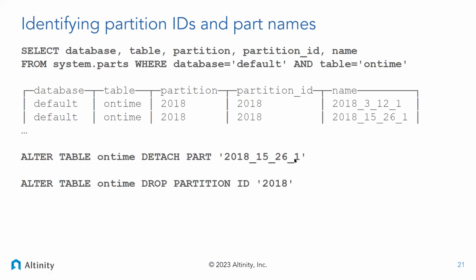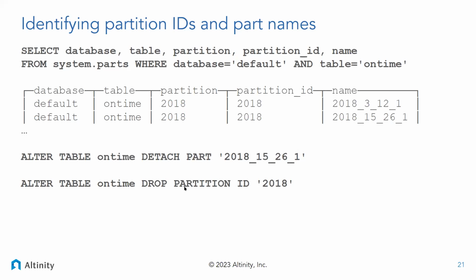So it'll move it to that detached directory, and if you then run a query, ClickHouse will just forget that it was ever there. Another thing we can do is drop a partition. We can just give the partition ID, and ClickHouse will go through and drop every part that is in that partition. And so they will just vanish.